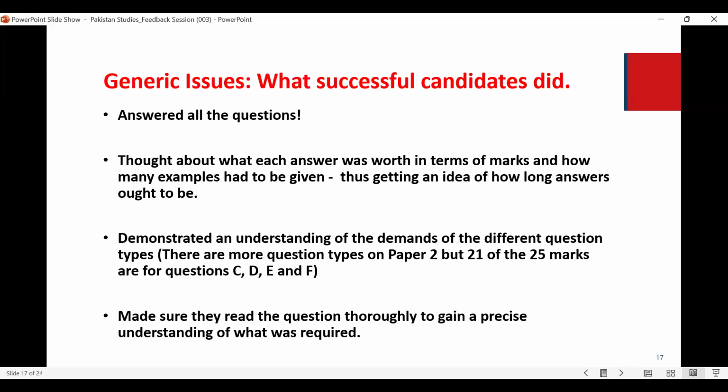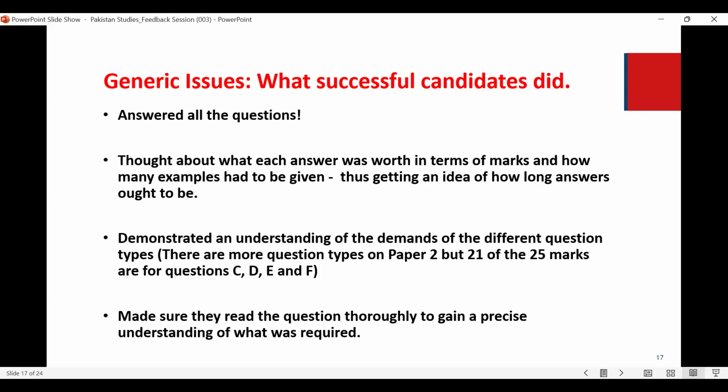I'm going to make no apologies here for repeating my point from paper 1, that it's vital to answer all questions. That's what successful candidates do. They answer all of the questions. And on paper 2, that's all the questions: one on the physical environment, one on the human environment, and one on challenges for Pakistan.